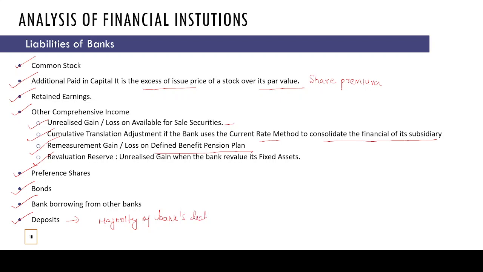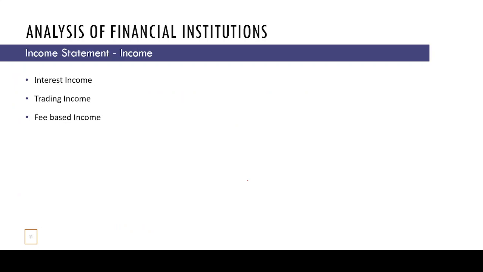Okay, now we've discussed the assets and liabilities of a bank. Now let's go discuss the income and expenses. That is, let us go and discuss the income statement, the profit and loss account of the bank.